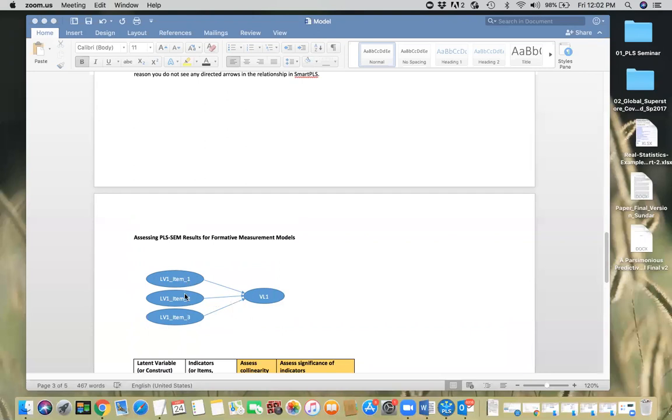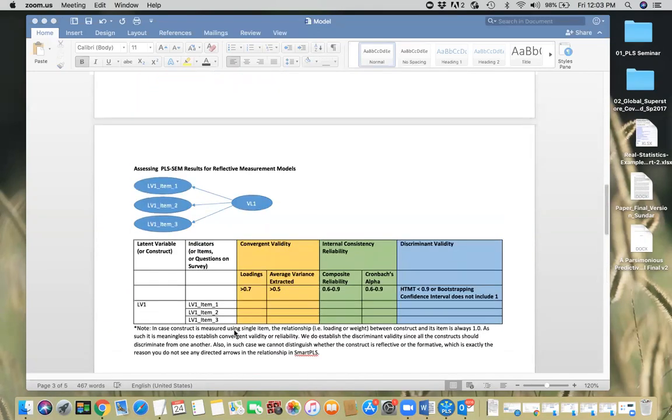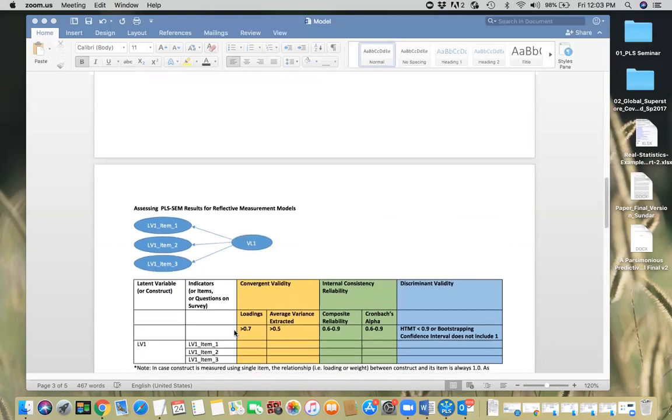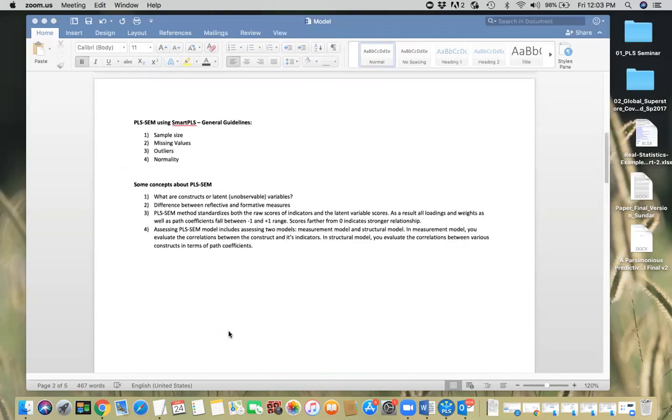And since they are formative, they are not supposed to be collinear to each other, so there will be very low collinearity between them, and that's what you want. And they are not interchangeable. They are all separate items. Again, the focus here is not to go into the details of formative and reflective measures. Viewers are encouraged to look into other sources to know more about them. The focus here is more on building the PLS-SEM model.